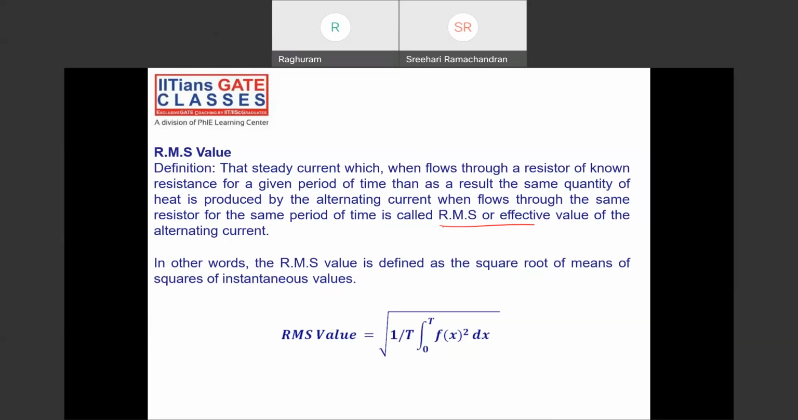Okay, what do you mean by root mean square value? It produces the same quantity of heat through a resistor when the current is flown through a resistor. If it's DC, it's the DC equivalent of heat.